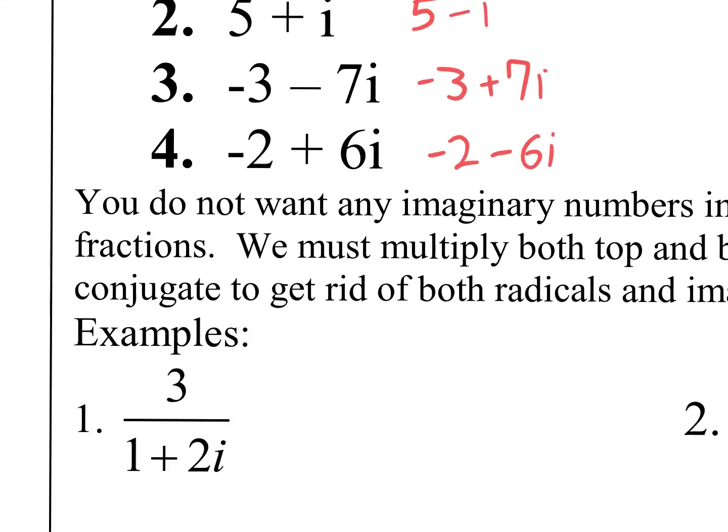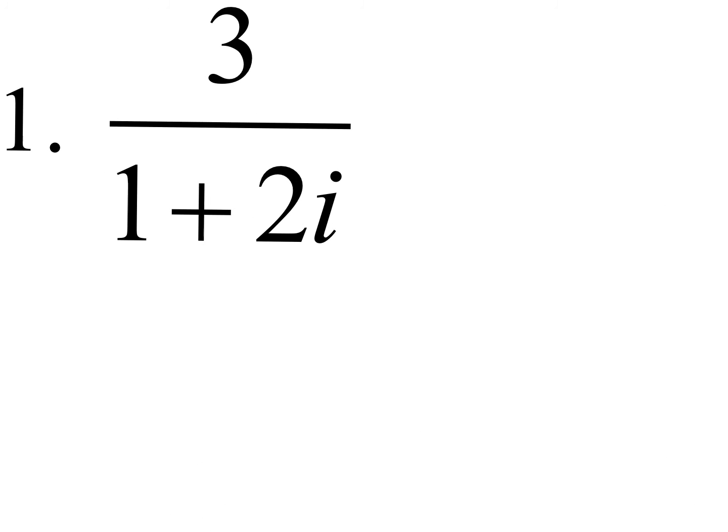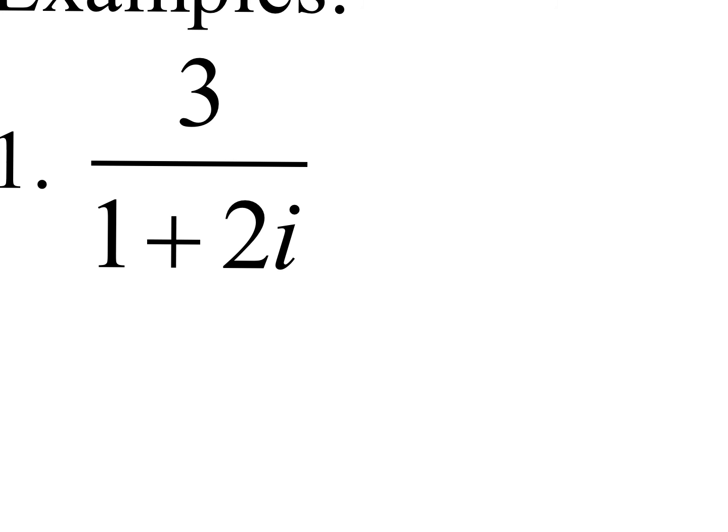Now, once you know that, and this is what I say on the notes, you don't want to leave an imaginary number or a square root in the denominator of a fraction. We must multiply both top and bottom by the conjugate of the denominator to get rid of both radicals and imaginary numbers. So on number 1, I don't want the i in the denominator. I need to get rid of that i. What am I going to multiply both top and bottom by? By the conjugate, 1 minus 2i.